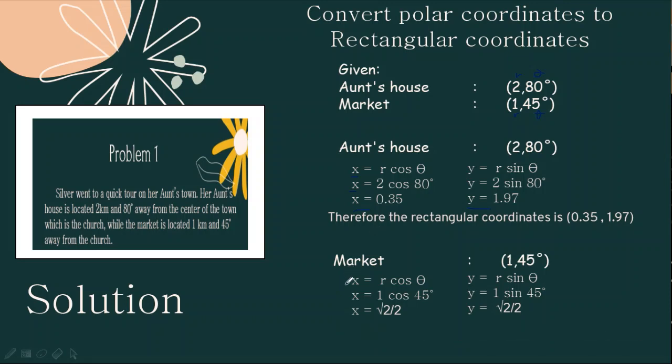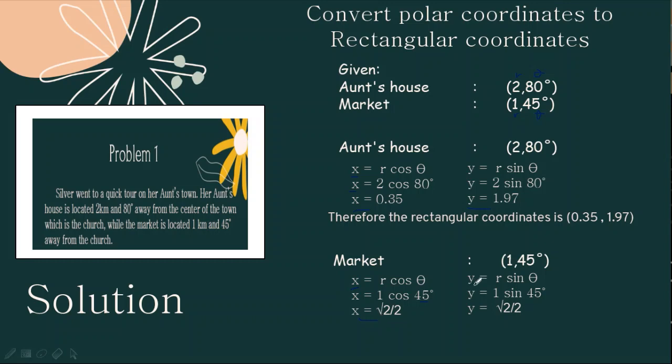Now, let's proceed to the market. Again, same process since we will convert this one to rectangular coordinates. We will find the x variable first. So x is r cosine theta, so our radius is 1. Cosine, then our angle theta is 45 degrees. And using the calculator, the answer is square root of 2 over 2.